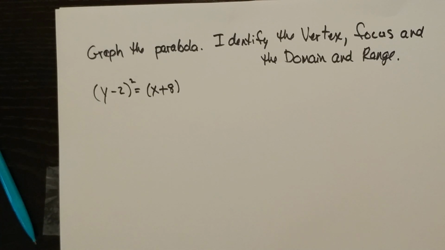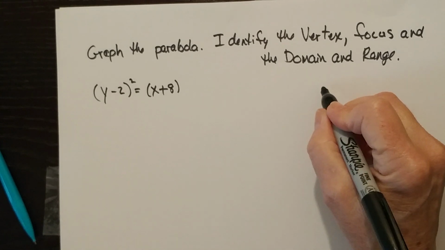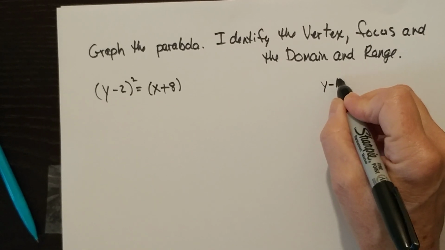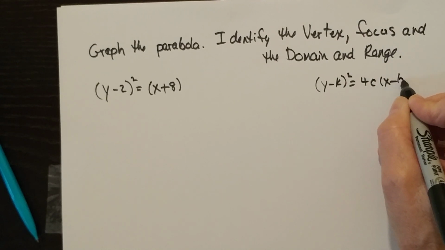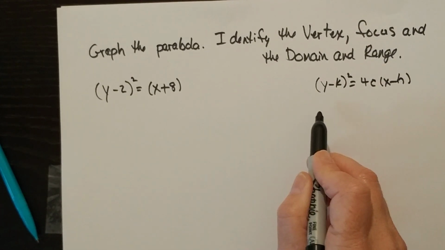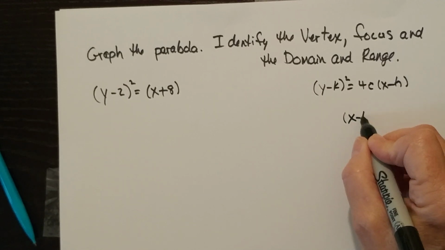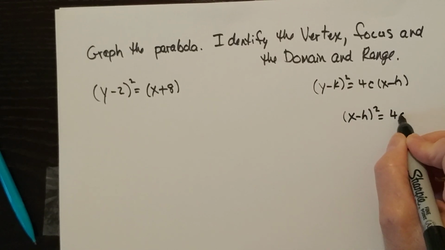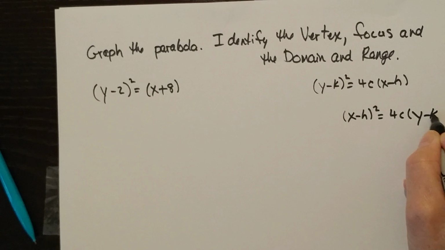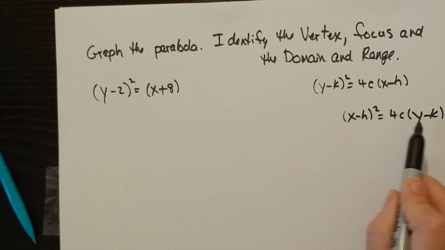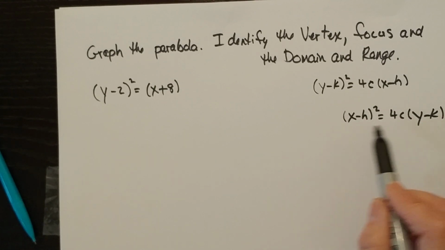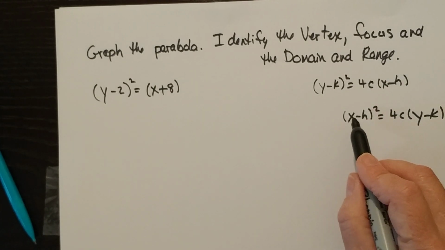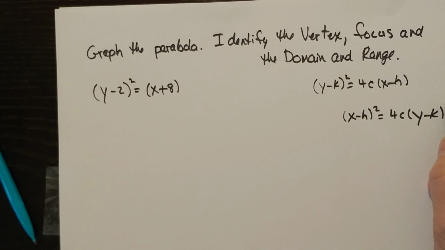So here are the forms of a parabola we could have, or that I've been through with you. You could have y minus k squared is equal to 4c times x minus h, which is the case we have here. Or you could have x minus h squared is equal to 4c times y minus k. This one is not the one we have because I see that the y is being squared. So I'm not going to worry about this one right now, but just to finish the story, when x is being squared, this is the function.